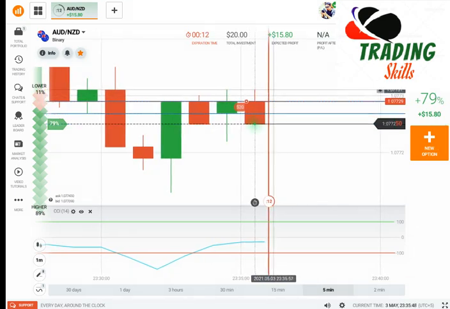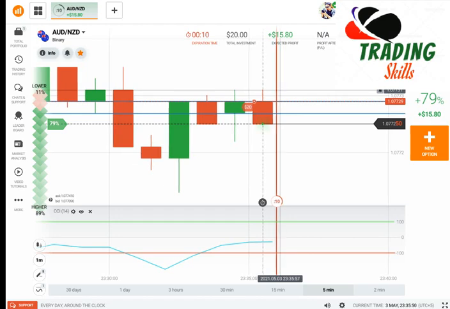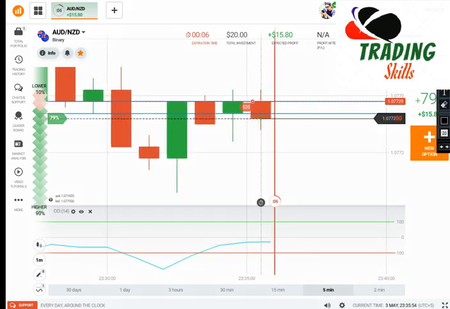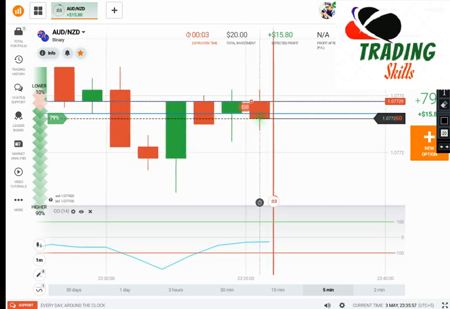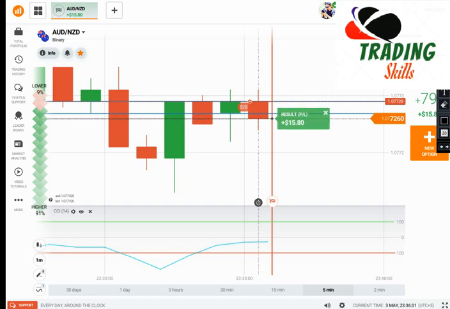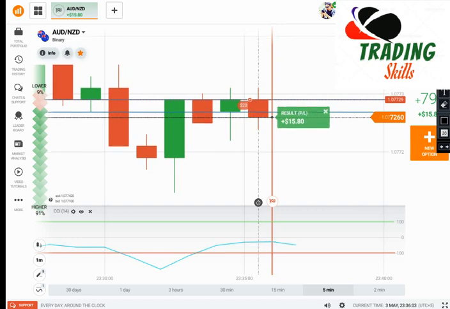And now you can see I have taken another trade here. I have taken my trade here by seeing the SNR. Now you can see again I am winning this trade. So I took two trades here and I won both of them.